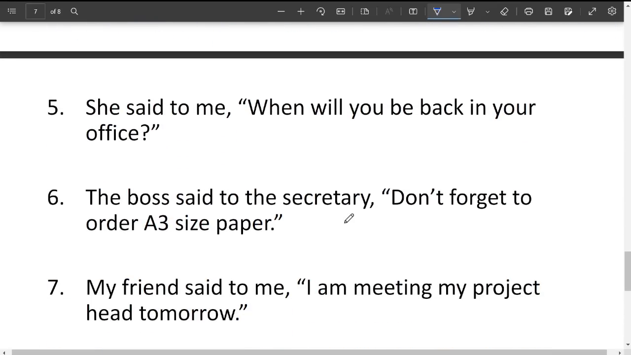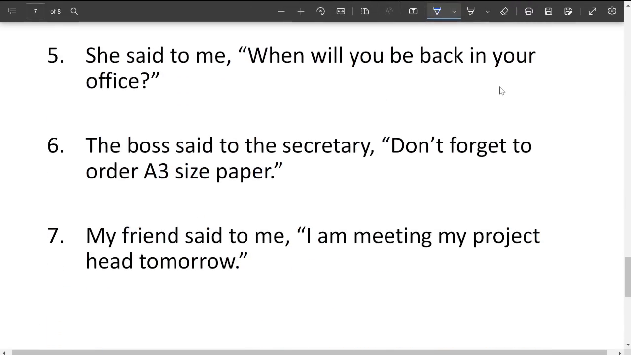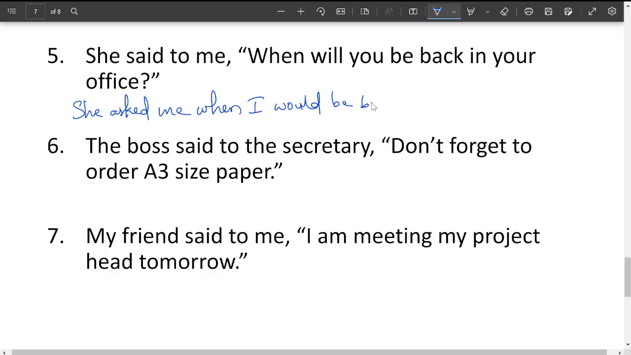Next, follow the rules which I'm telling you. She said to me, when will you be back in your office? Now, said to me in the sense, what can we use here? This is a question. Again, we have to go with she asked me. When the conjunction is used as this, when, will you change this to when I would. You cannot again use the question form. You have to change it into subject and helping verb. When I would be back in my office. See, in your office changes to in my office, will changes to would, when is used as when, you changes to I. Okay, so this is how you have to change a statement, right?